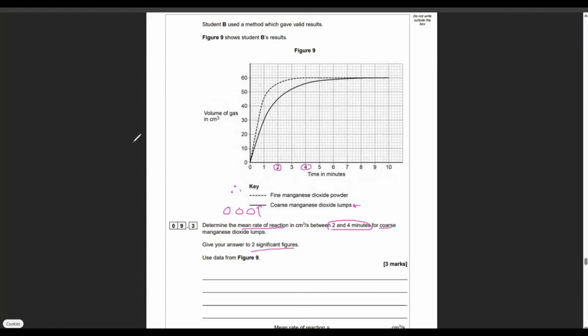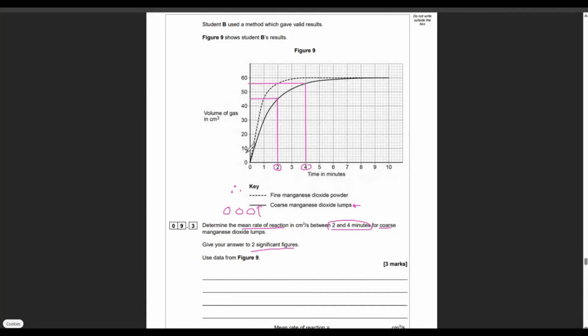Let's do it again. Right, so we've got to do this to two significant figures and between 2 and 4 minutes. So draw your line up and finally bring it over. So draw the line up between 2 and 4 to the solid black line, which is the coarse lumps. Then draw it over to the y-axis.